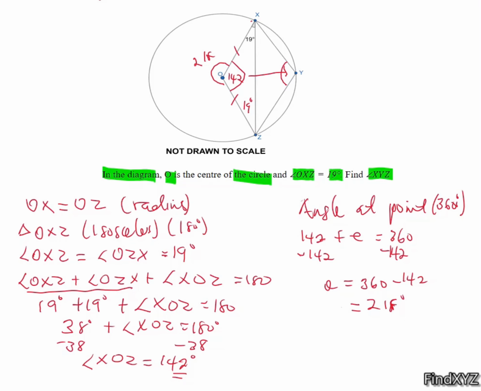Now we can apply the angle at the center theorem. So the angle at the center, which is 218 degrees, is twice the angle that we are looking for, which is angle XYZ.